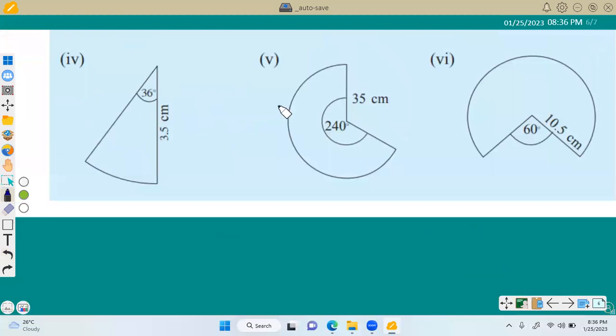Okay, do the 4, 5, 6. Hurry up. We have another thing to discuss. So please hurry up and complete this. Now here I would like to mention that it is better to apply the formula here. That means the formula that we use to find the arc length, theta upon 360 times 2πr.